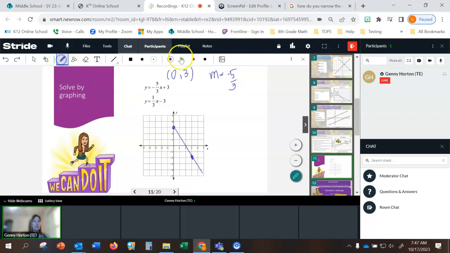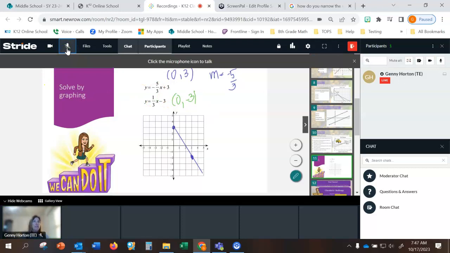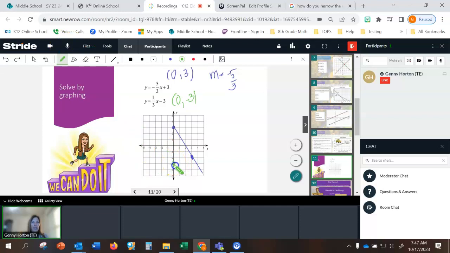So next one I'll do in green. Our y-intercept is -3. So we're going to put a point on the y-axis at 0, -3. Then my slope is 1/3. Sorry, my throat is dry. So we're going to go rise over run. We're going to go up 1 and then over 3. Oh, wow, look at that right there.